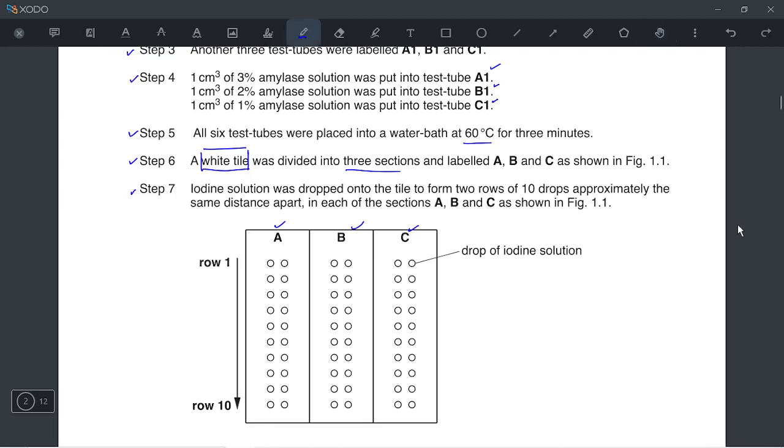Step 7. Iodine solution was dropped onto the tile to form 2 rows. You can see here, rows of 10 drops, approximately the same distance apart. There are 2 rows, row 1 and row 2. So in each of the sections A, B and C, there are 2 rows, and there are 10 drops in each row.